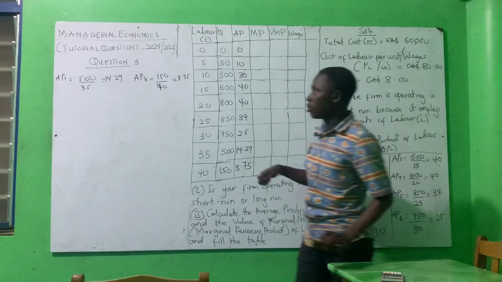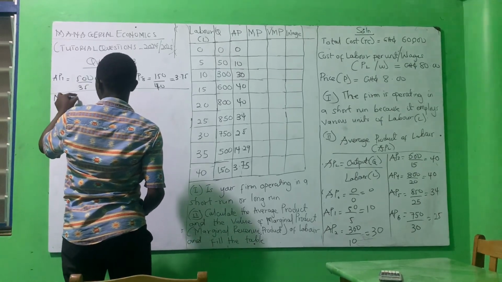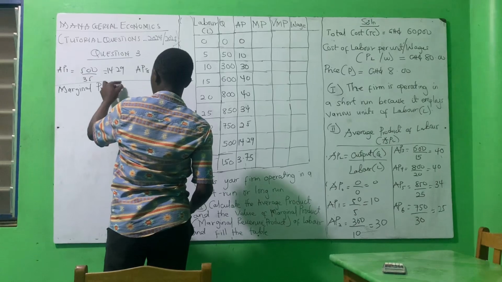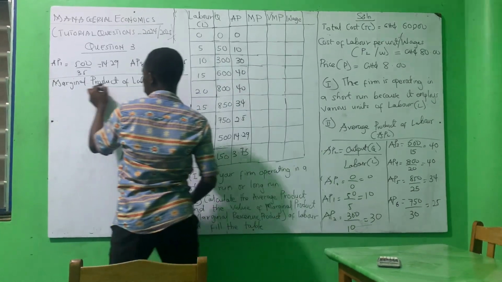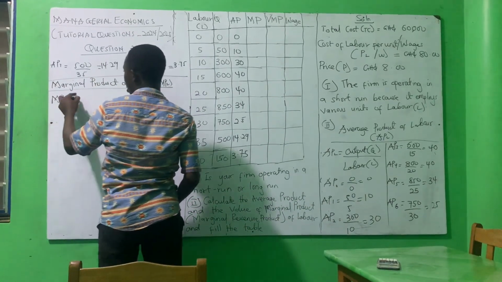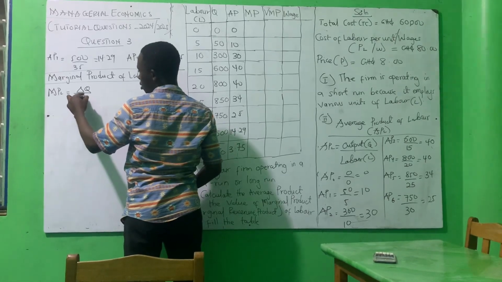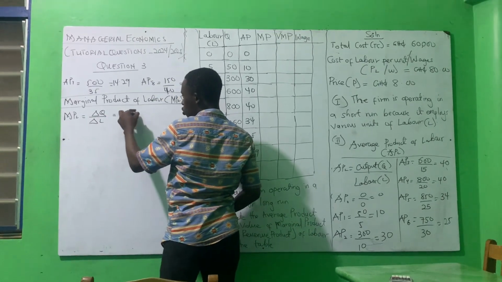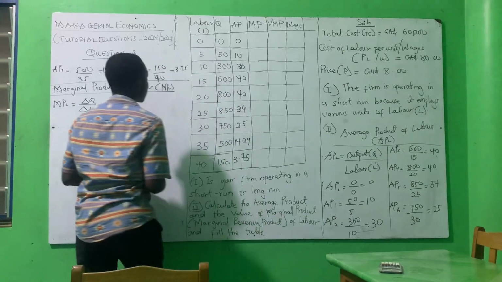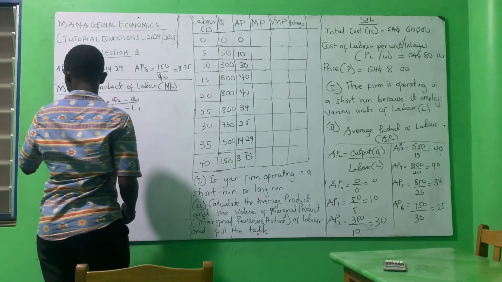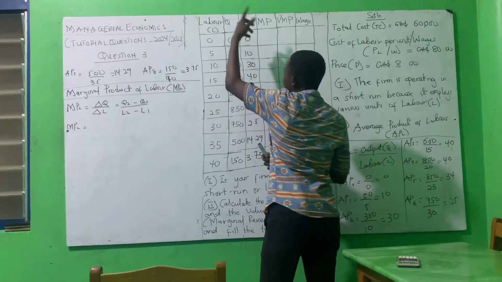So the next column is marginal product. I move to marginal product of labor, since we are dealing with the short run. It's your change in output, which is the K, over your change in labor. Meaning we are dealing with K2 minus K1 over L2 minus L1. So current minus previous, that's how we do it.